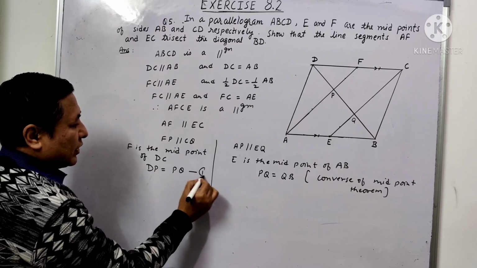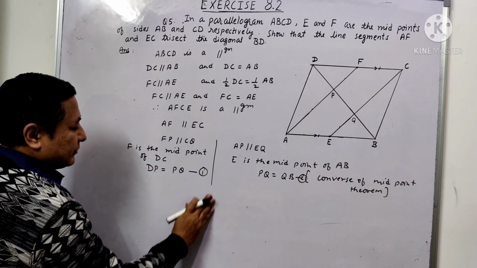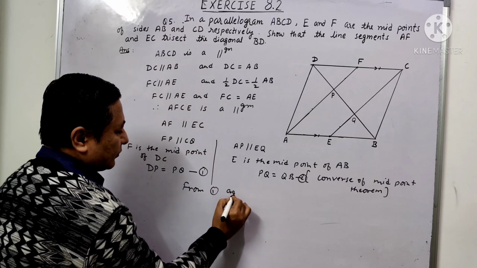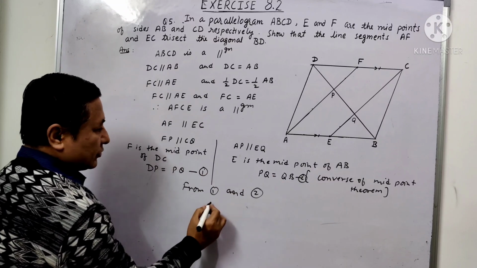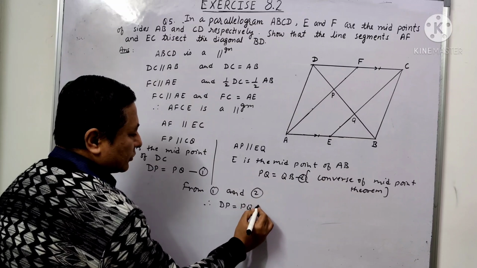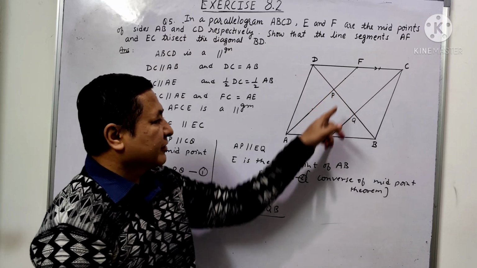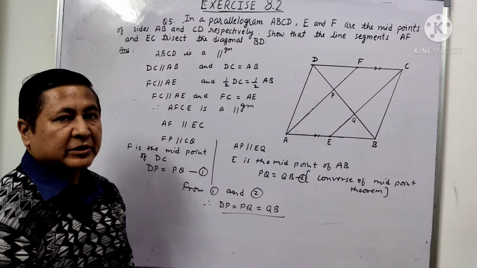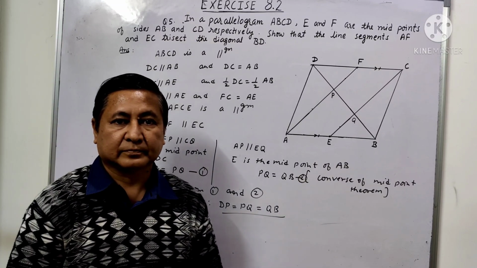Now we'll mark it as number 1 and we'll mark it as number 2. So from first and second, DP is equal to PQ and PQ is equal to QB. Therefore we can write DP is equal to PQ is equal to QB. Therefore the line segments AF and EC trisect the diagonal BD. That means it divides it into three equal parts, DP, PQ and QB.